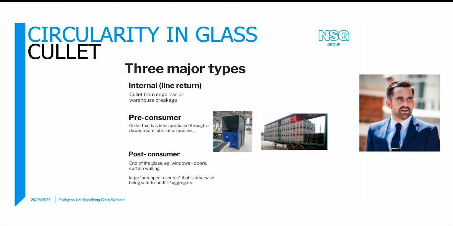So there are three main types of cullet. There's our own internal, what we refer to as line return. If you've ever seen a float line in operation, it runs continuously, and you've got a long ribbon of glass that is cut into those jumbo sheets. But all the way along the edges, you have selvage, which is trimmed from the edges. That's all collected, becomes cullet.